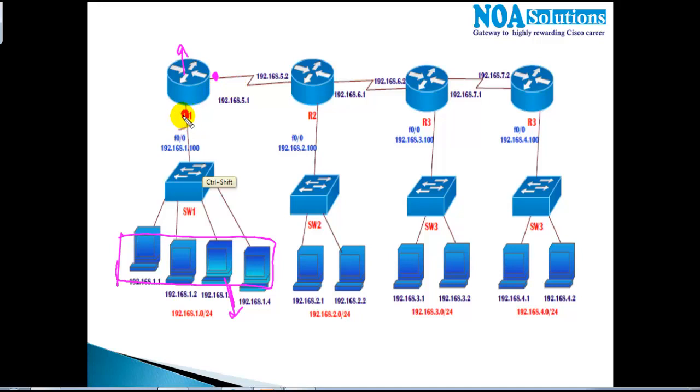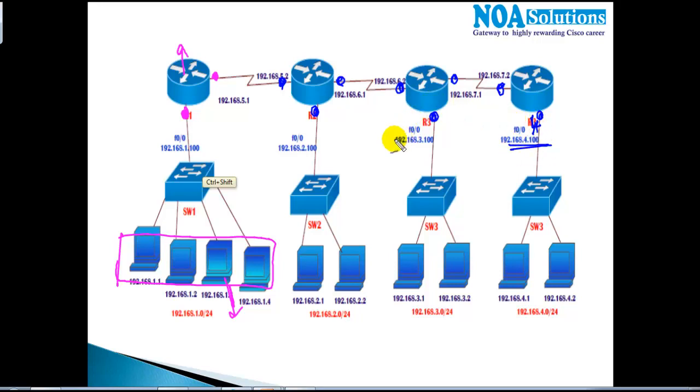On router 1, I'm connecting 2 interfaces, so we need to assign 2 IP addresses on these interfaces. On router 2, we have 3 interfaces, so we need to assign 3 IP addresses. On router 3 also, we have 3 interfaces, so we need to assign 3 IP addresses. And then on router 4, we need to assign 2 IP addresses.